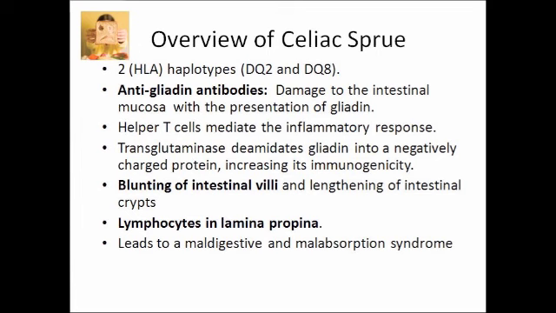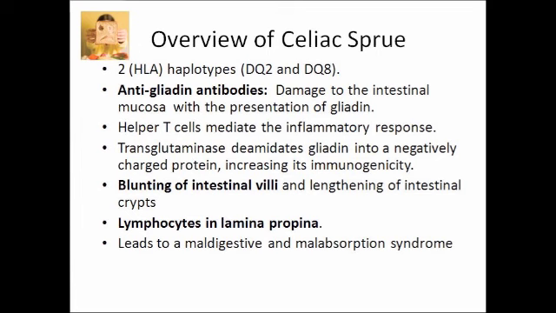Damage to the intestinal mucosa is seen with the presentation of gluten-derived peptide gliadin, consisting of 33 amino acids, by the HLA molecules to helper T cells. Helper T cells mediate the inflammatory response. Tissue transglutaminase deaminates gliadin upon exposure into a negatively charged protein, increasing its immunogenicity.